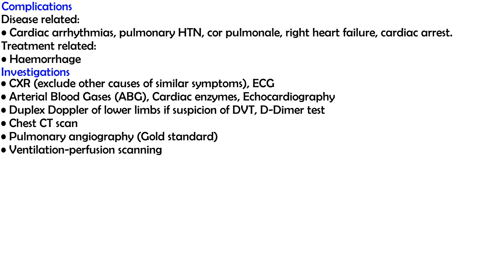Other investigations include arterial blood gases. You can do cardiac enzymes, you can do echo. You can as well do a duplex Doppler ultrasound scan of the lower limbs, especially if there is a high index of suspicion of a DVT as the focal point. You can do D-dimers, although non-specific. A chest CT can as well be important.